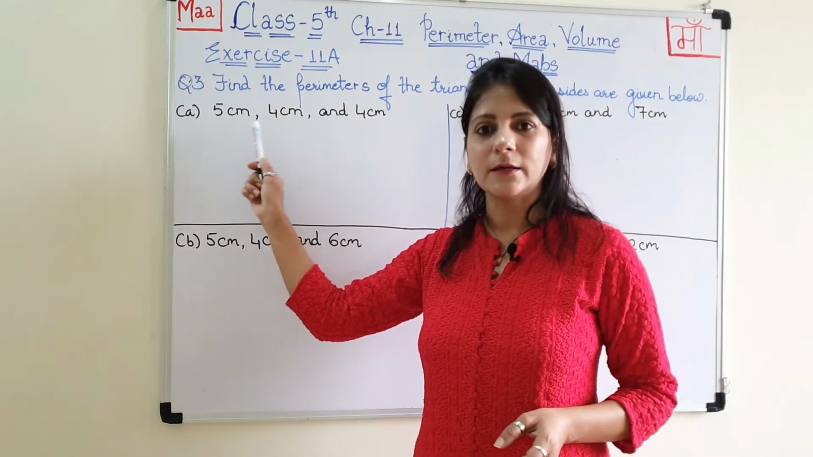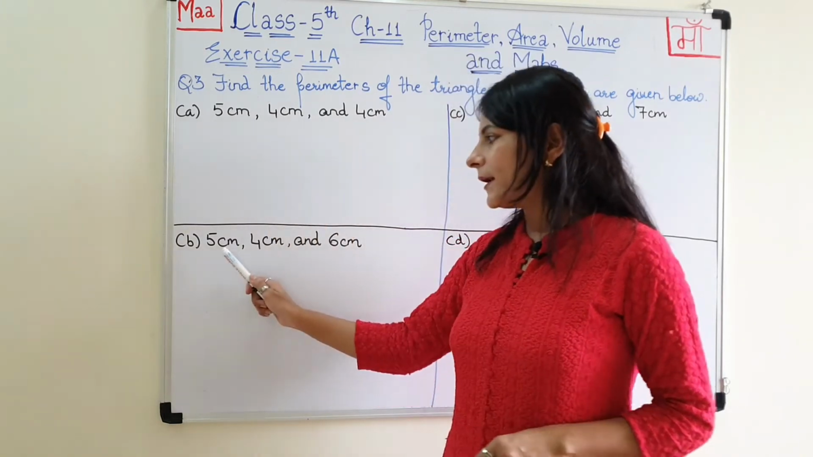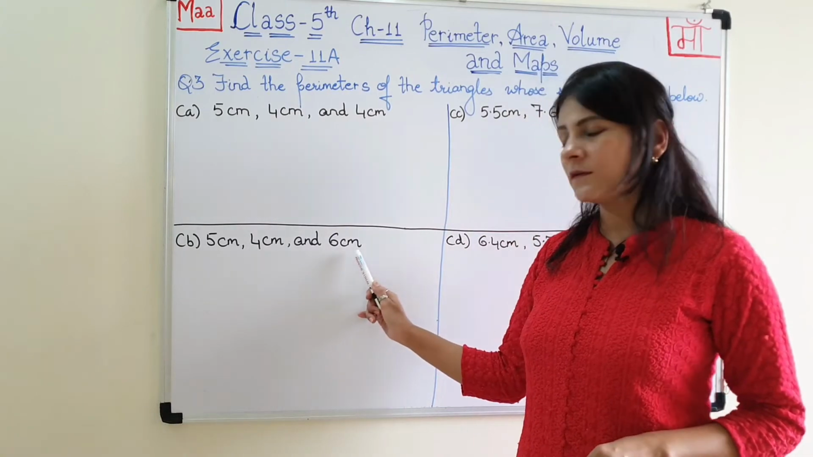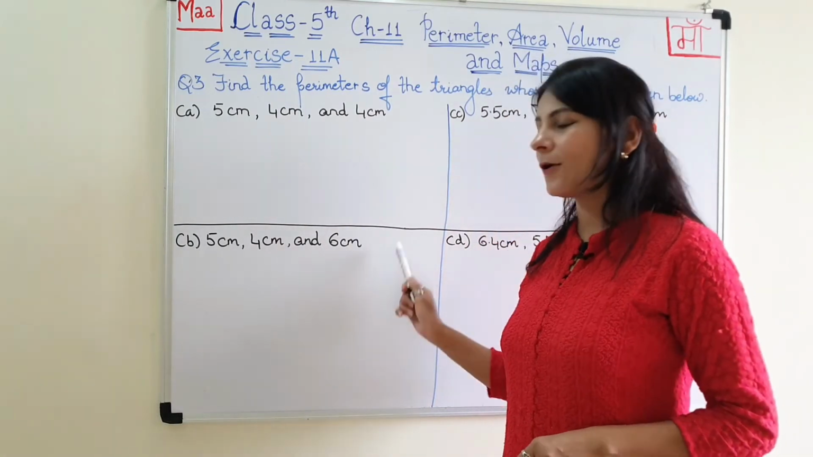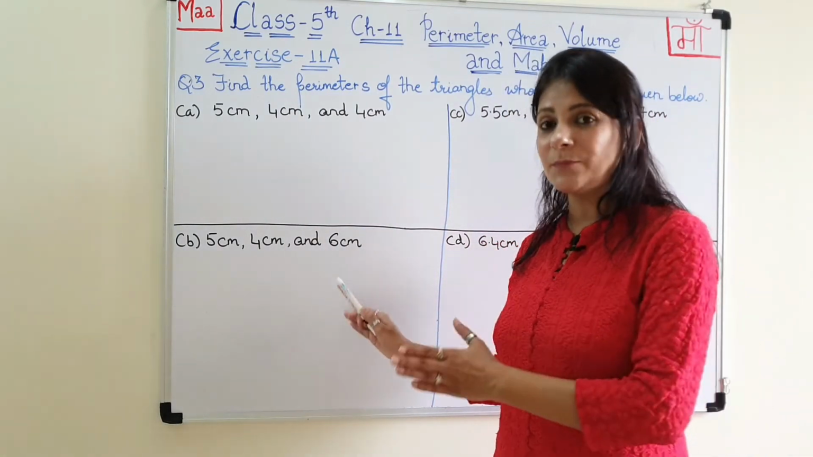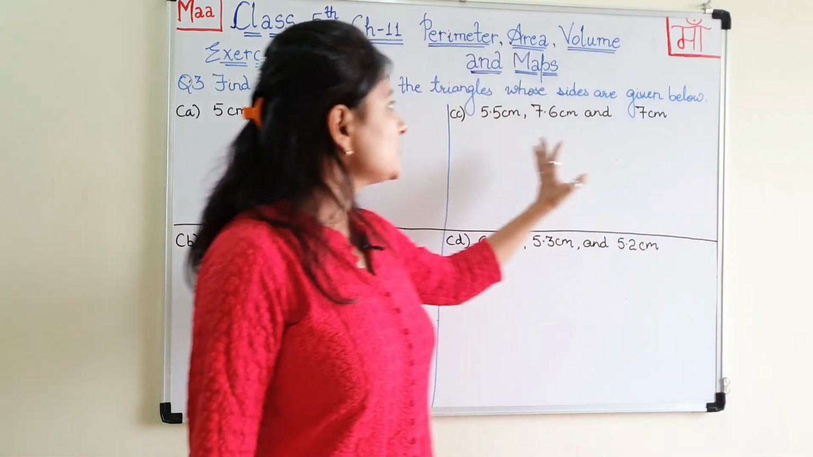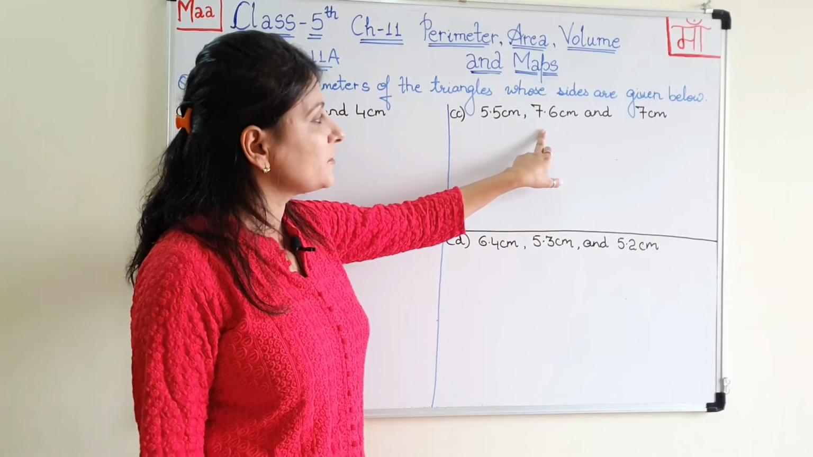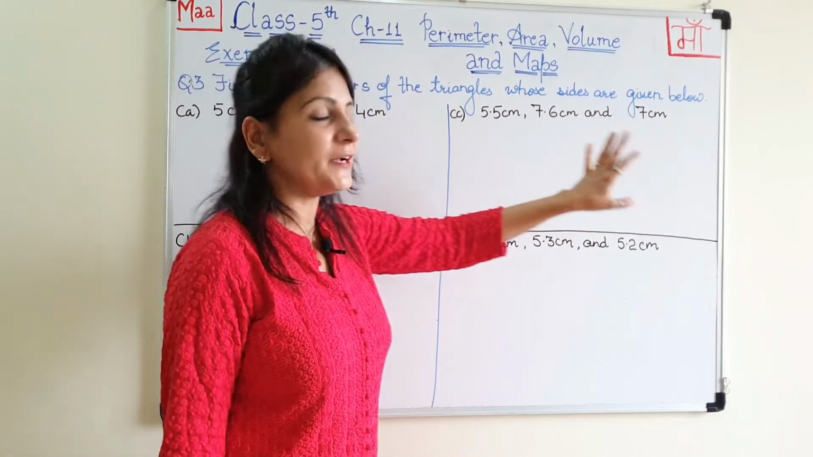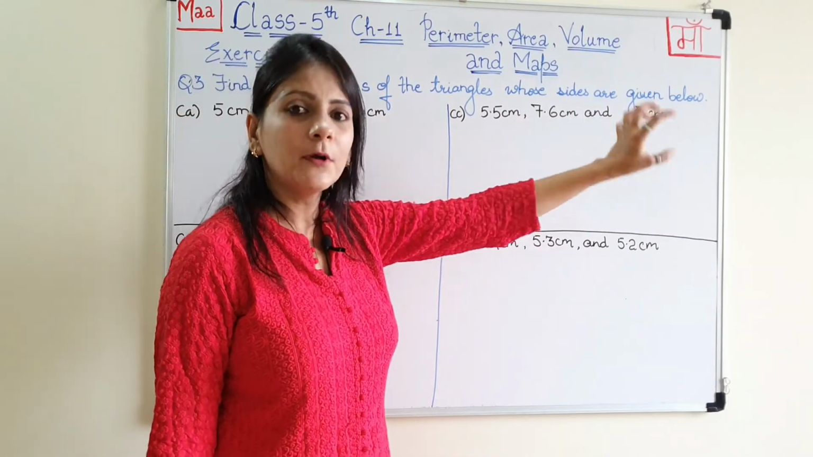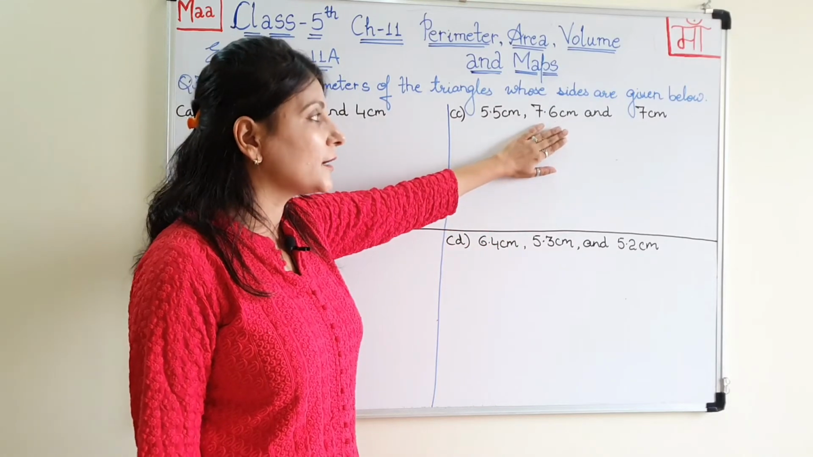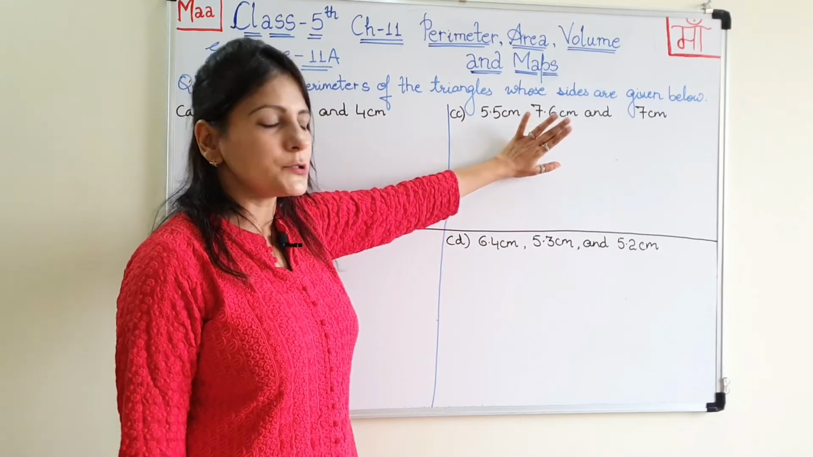These are the sides given of an isosceles triangle. Then 5 centimeter, 4 centimeter, 6 centimeter. All the three sides are of different measurement. That means this is related to a scalene triangle. Next, 5.5 centimeter, 7.6 centimeter and 7 centimeter. Again, all three are of different measurement. So it is again a scalene triangle.